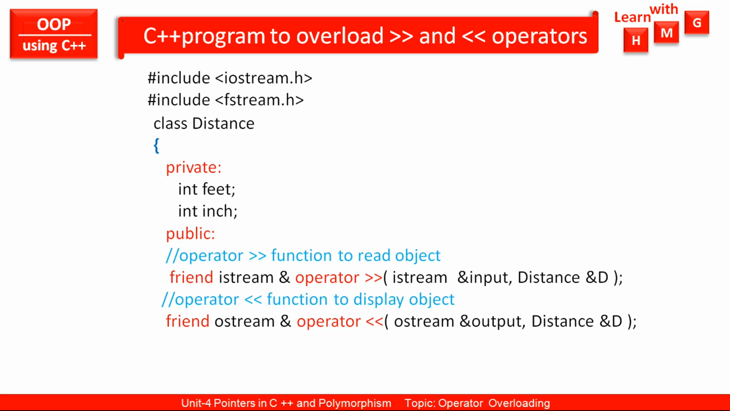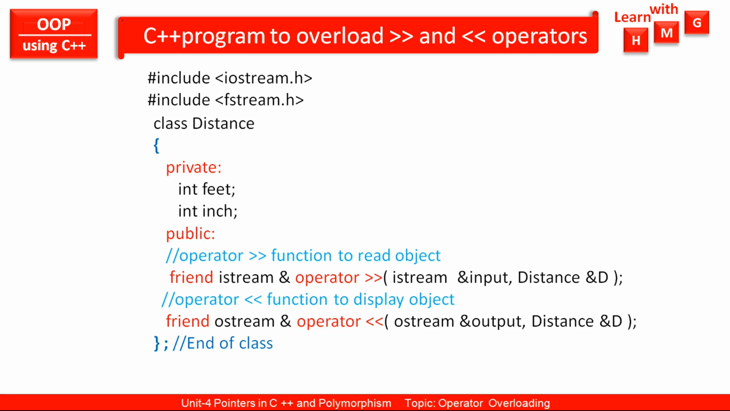The name of the function is operator insertion symbol, and it is also accepting two objects. The first is the object output of output stream class, and the second is object D of Distance class, and this function is returning the object of the type ostream class, that is the output stream class, and this is also a friend function. Both functions are friend functions which are not the members of the Distance class.